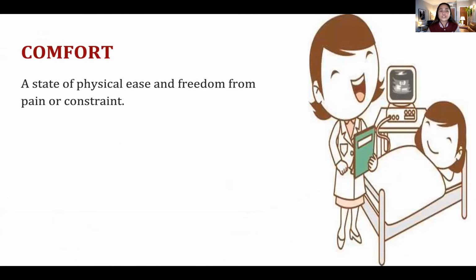So first, let us define what is comfort. Comfort is a state of physical ease and freedom from pain or constraint. So you will be free from pain or constraint. Most of the patients, especially those with cancer or terminal illness, are always in pain. Most of them are irritated and not happy. Most of them don't want to take visitors because they want to be alone and rest, since they have pain and are not comfortable.